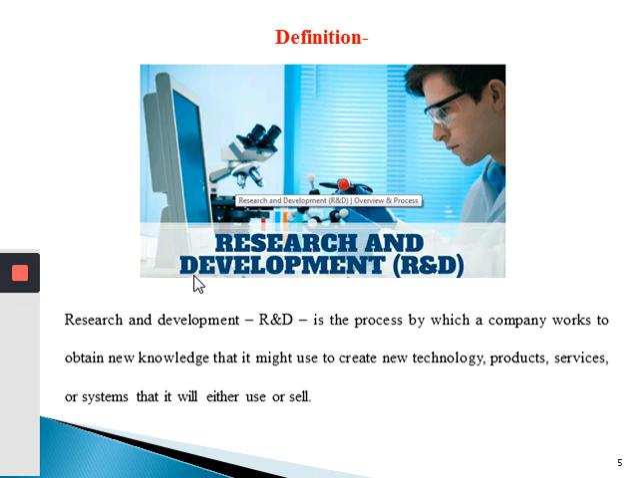Now we are going to understand the definition of research and development. Research and development is the process by which a company works to obtain new knowledge that it might use to create new technology. Any R&D department has to create new technology, or we can say new product, new service or system. In technology, product, service, system, they can discover, but they can either use it themselves or they can sell it, depending on profit or whether they want to do business.